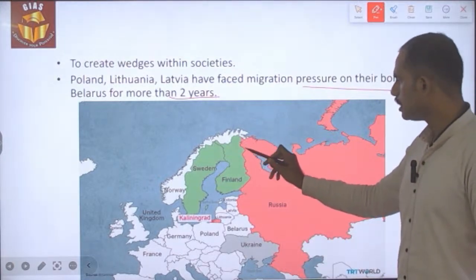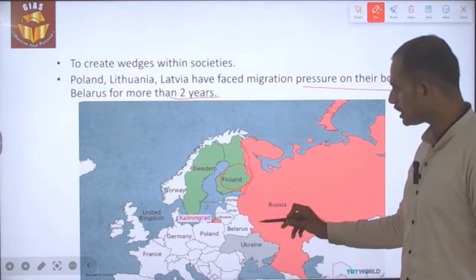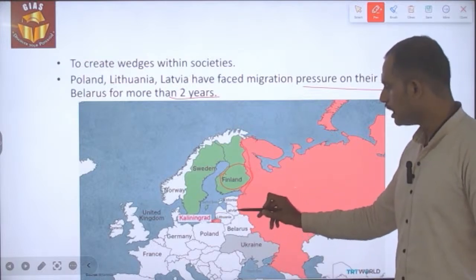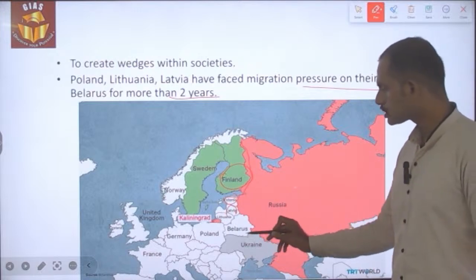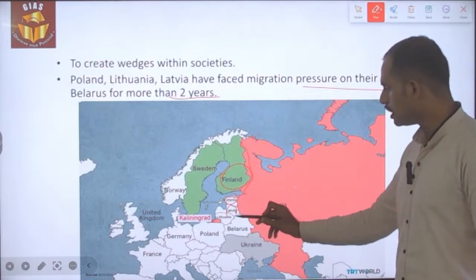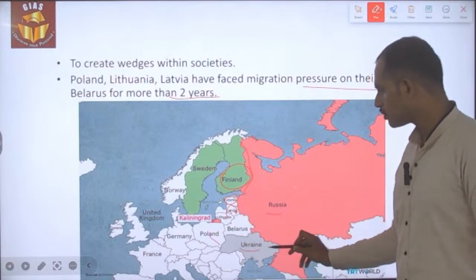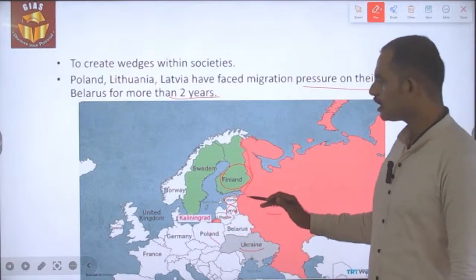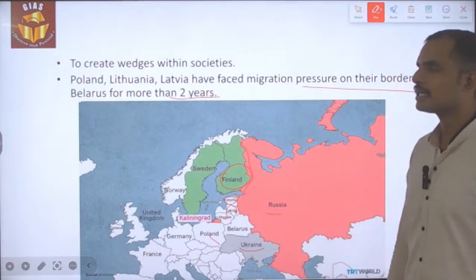See, we can see Russia shares a long border with Finland, and at the same time it also shares borders with Latvia, Estonia, and Belarus. Belarus also shares borders with Russia, Latvia, Lithuania, Poland, as well as Ukraine. So they have such strategic importance with the Western European countries.